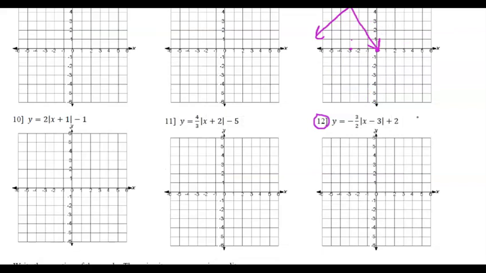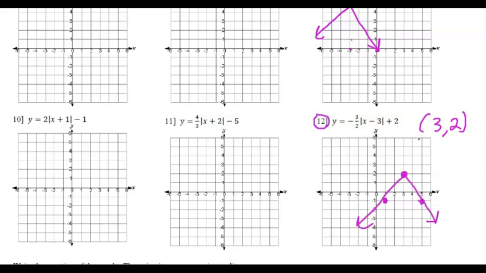Let's look at number 12. Our vertex for this one would be 3, 2. We could plot that on the graph. It's negative, so it's going to be opening downwards. And our slope is 3/2. 1, 2, 3, 1, 2. And then just draw your lines.